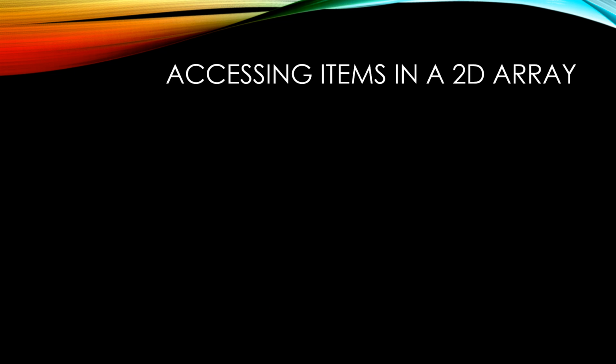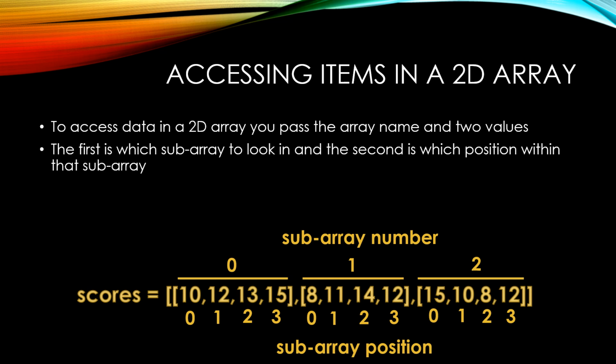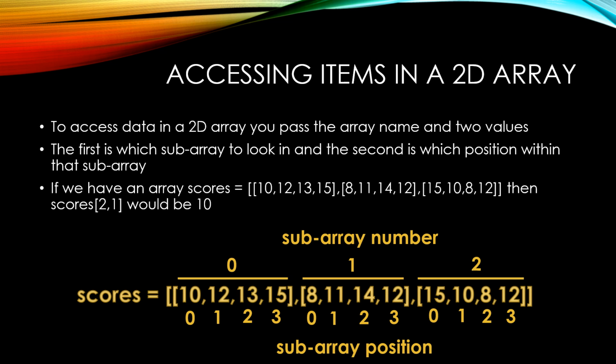To access data in a 2D array, you pass the array name and 2 values. The first is which subarray to look in, and the second is which position within that subarray to get the value from. If we had an array such as scores, then scores(2, 1) would be 10. This is because scores 2 refers to the array in position 2, 0, 1, 2 makes it the third one, and then we want the number in position 1 in that array, and with 0 indexing, 15 is in position 0, 10 is in position 1.